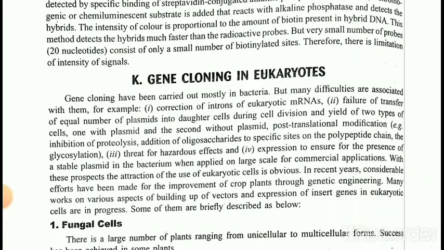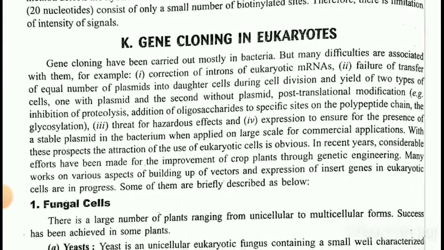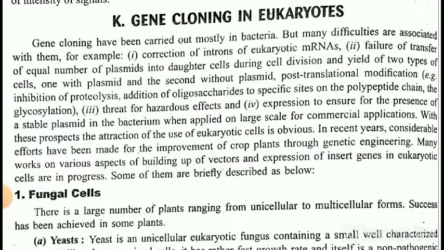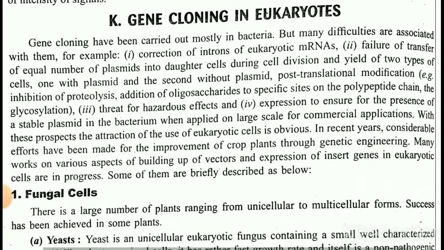Gene cloning in eukaryotes. Gene cloning has been carried out mostly in bacteria. But many difficulties are associated with them, for example: 1. Correction of introns of eukaryotic mRNAs. 2. Failure of transfer of equal number of plasmids into daughter cells during cell division, and yield of two types of cells, one with plasmid and the second without plasmid.